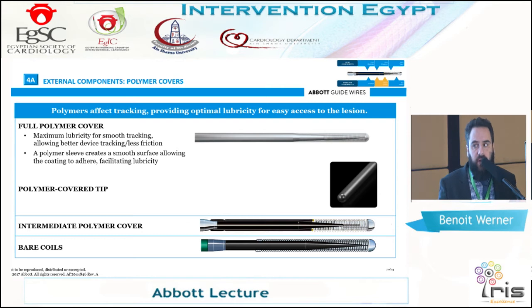So to give you an example regarding Abbott guide wires, bare coil could be part of BMW, but you have mainly BMW Universal, which are intermediate polymer cover. If we go to full polymer cover, you can talk about Whisper, Pilot, or Progress. Those wires are more specialty wires, really dedicated to more calcified lesions or CTO.